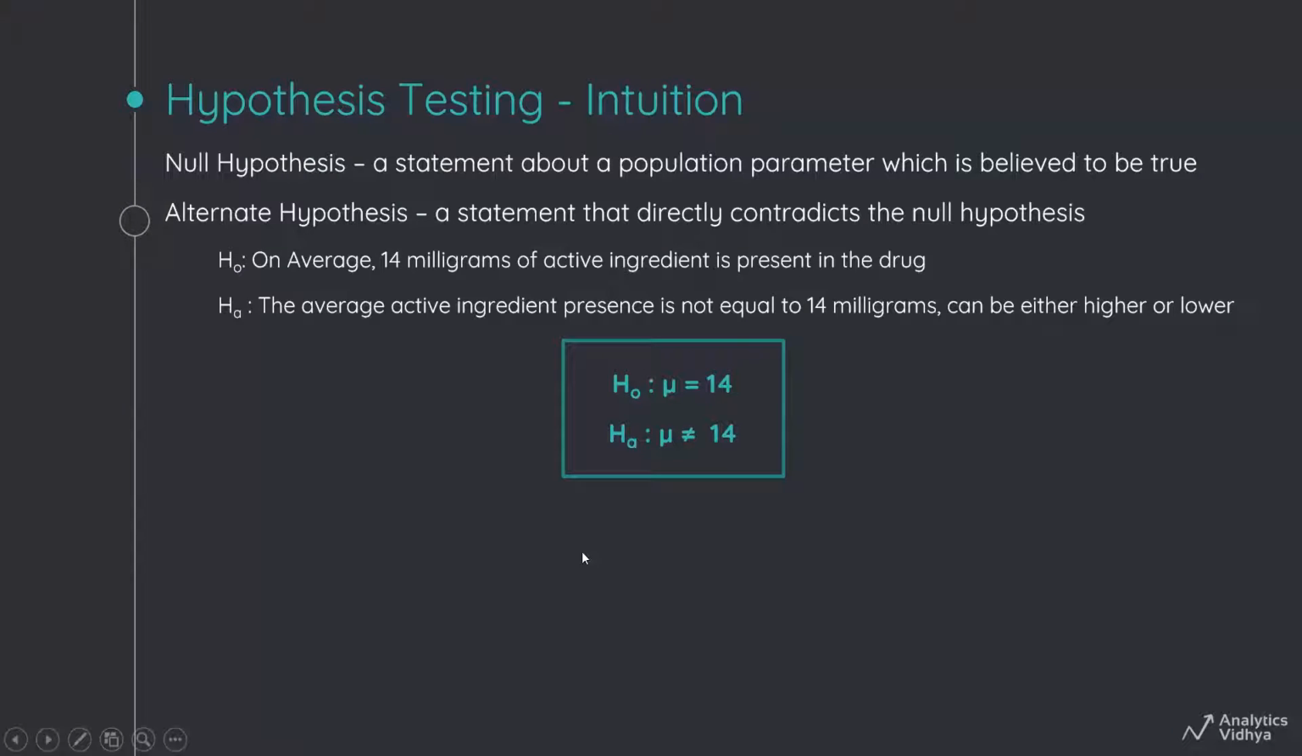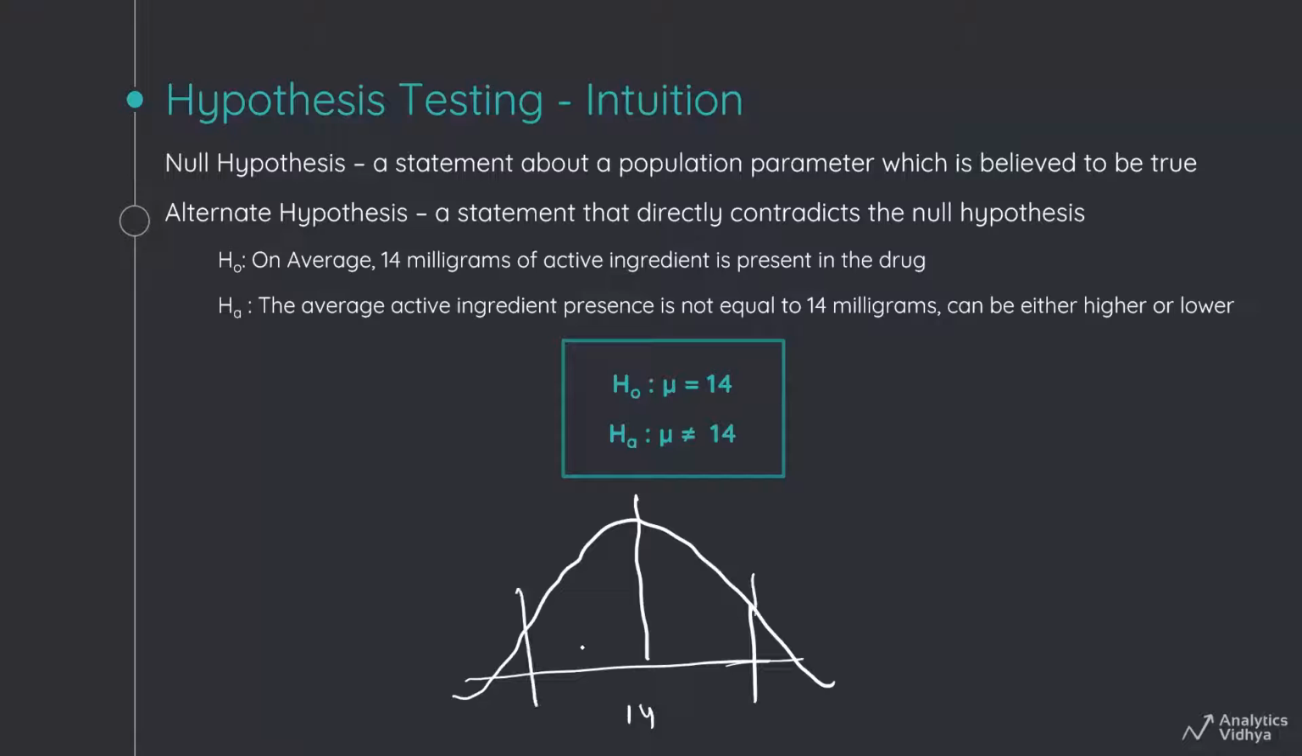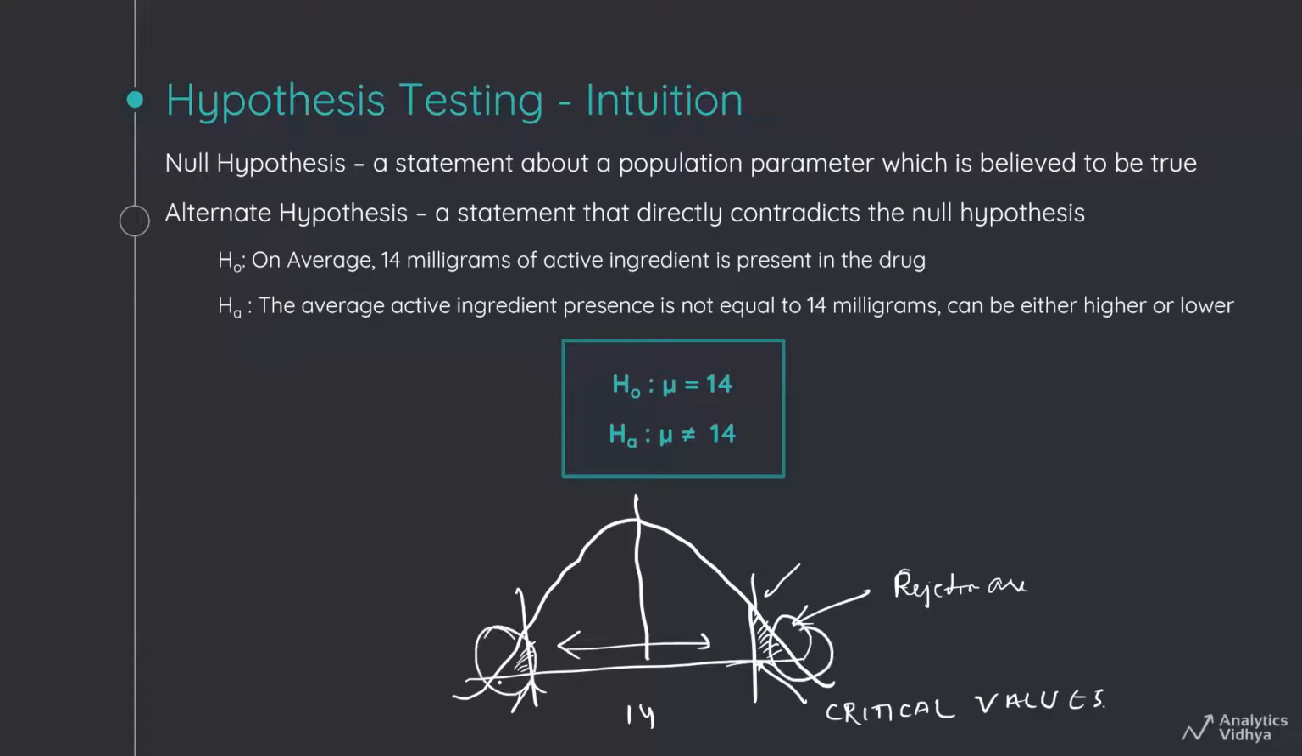Now, when you talk about the distribution here, as I said, there is a certain threshold within which you can accept your null hypothesis. But these regions, where if your difference falls in this region, are called rejection regions, and these values are called critical values. So once your difference falls within this critical region, you reject your null hypothesis.